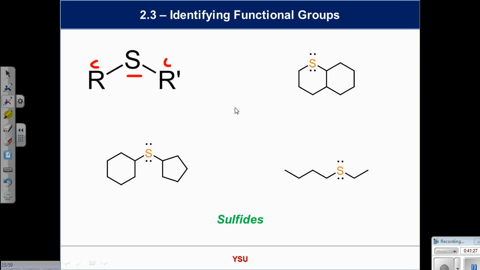They are sulfur with 2 carbons attached. Because if you think about what a thiol was, it was sulfur with a carbon on one side and an H on the other side. That makes it a different functional group, and it makes it chemically quite different.